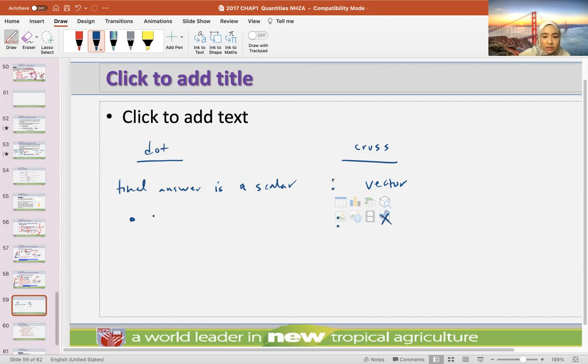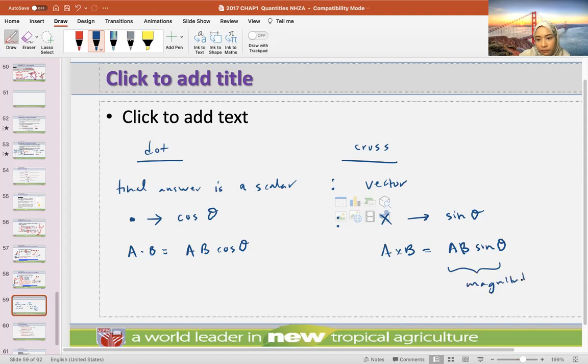Okay. To expand this becomes cosine theta, where theta is the angle between the two vectors. To expand this becomes sine theta. Okay, so A dot B gives me AB cosine theta. And then A cross B gives me AB sine theta. What does this give me? This gives me the magnitude. And this also gives me the magnitude. Okay, so since the final answer for a dot product is a scalar, so this is my final answer lah.